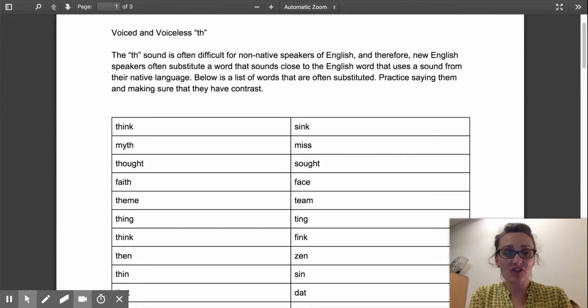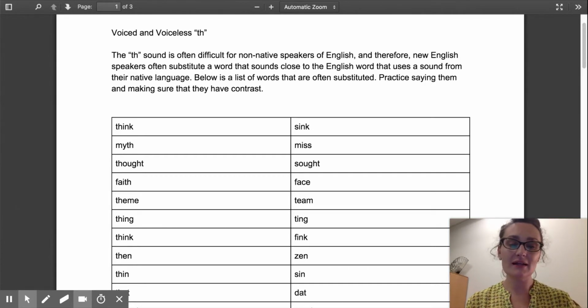The TH sound, both voiced and voiceless, are quintessential English sounds. That means you need to have a clear TH sound to be understood. Now, what we're going to go over is a comparison of a word with a TH sound, whether it's voiced or voiceless, hopefully you can hear.